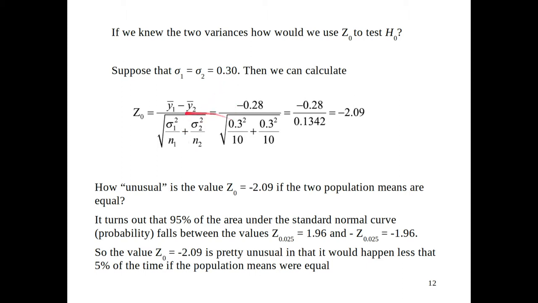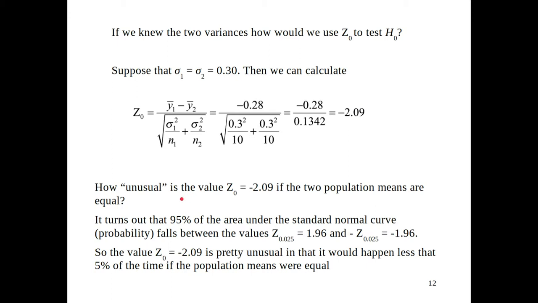This difference is minus 0.28, we know that. Sigma 1 square is 0.3 square, sigma 2 square is also 0.3 square, divided by the respective sample sizes, 10. So that's going to give us a z0 value of minus 2.09.